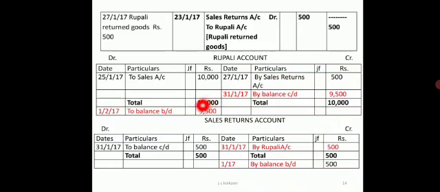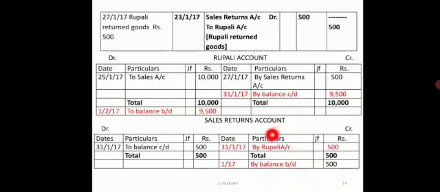500. Now see, there is a difference. Total is 10,000. Debit side is more, credit side is less. So the higher total will be minused by the lower total. You will get a balance of 9,500. So the closing balance in Rupali's account is 9,500, which is yet to be received from Rupali.